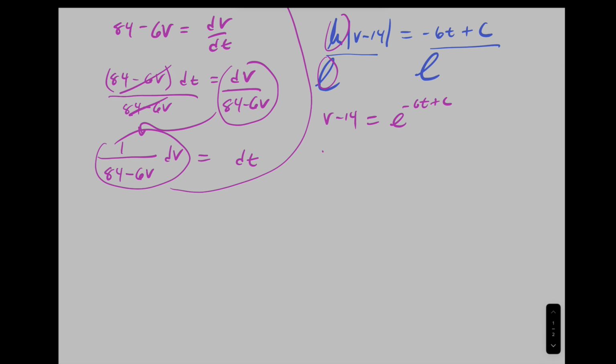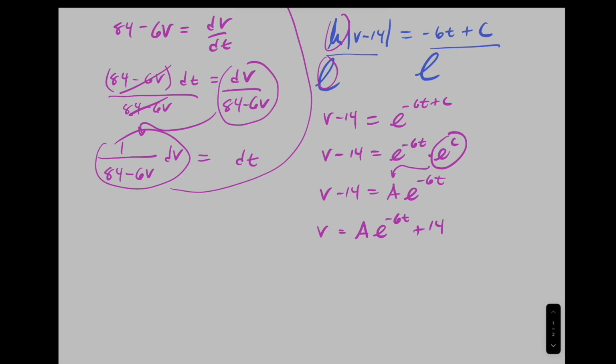Now that's the same thing as saying v minus 14 is equal to e to the negative 6t times e to the c. And remember, e to the c is its own constant. So now v minus 14 is equal to some number, that's e to the c right there. I'm just calling it a because it's still a constant. I'm just giving it a name, times e to the negative 6t. So that would mean that v is equal to a, some constant, e to the negative 6t plus 14. And now my only job left is to figure out what that a value is.